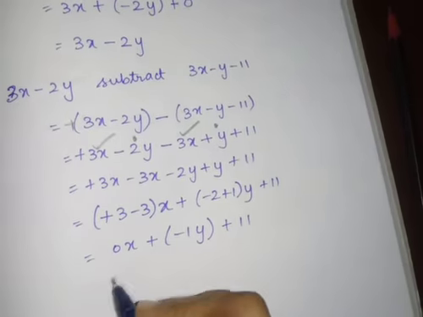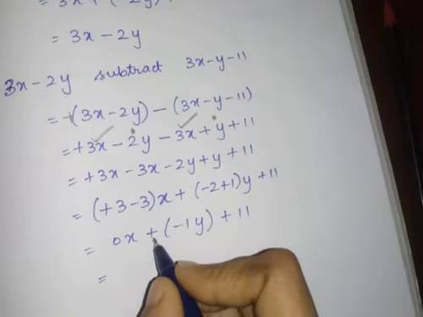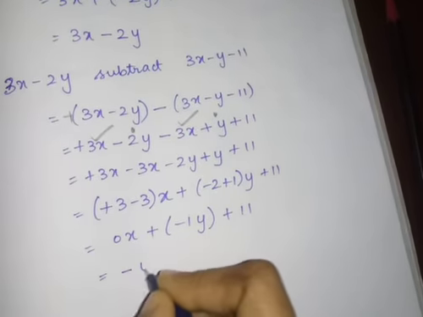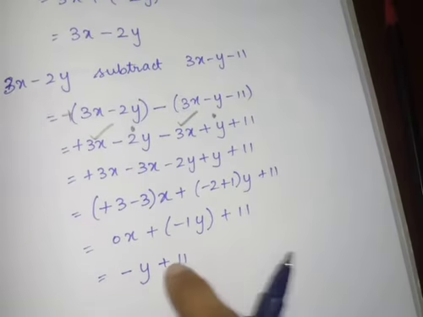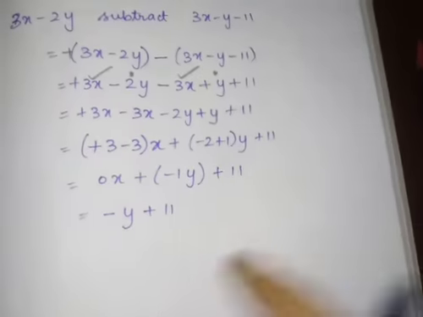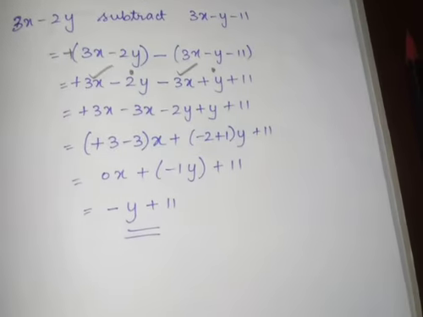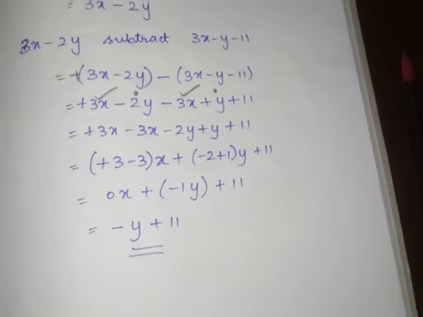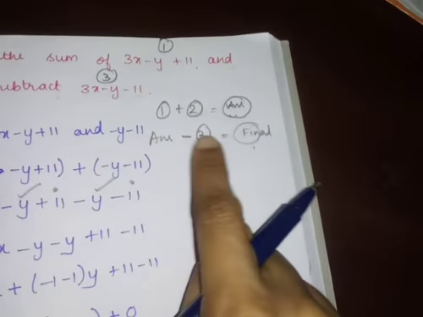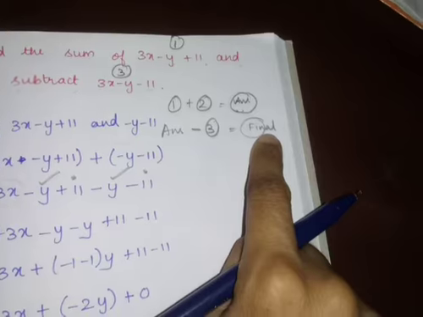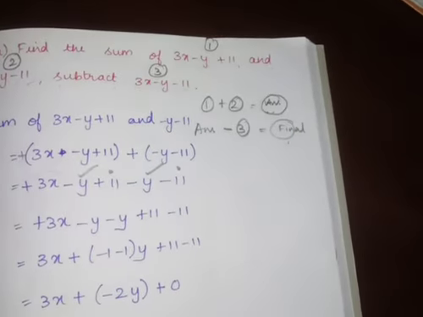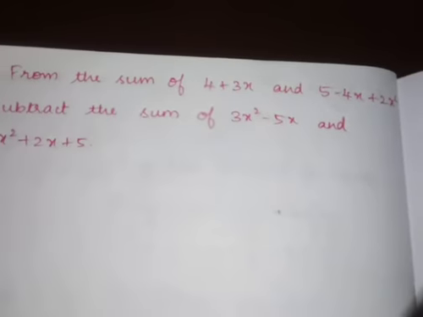0x is nothing but 0, so you don't want to write it. Plus into minus, minus y plus 11. So this is your final answer. Minus y plus 11 is your final answer, which you got after subtracting the answer by the third expression. So you're getting the final answer. Understood? Next is your B problem.